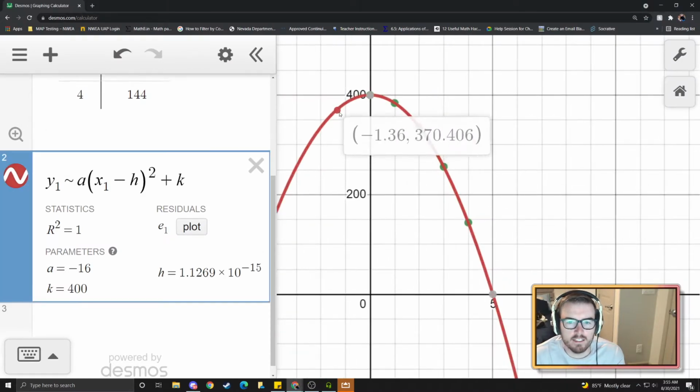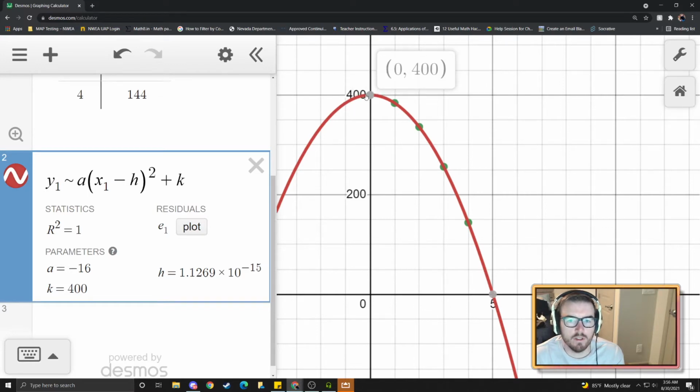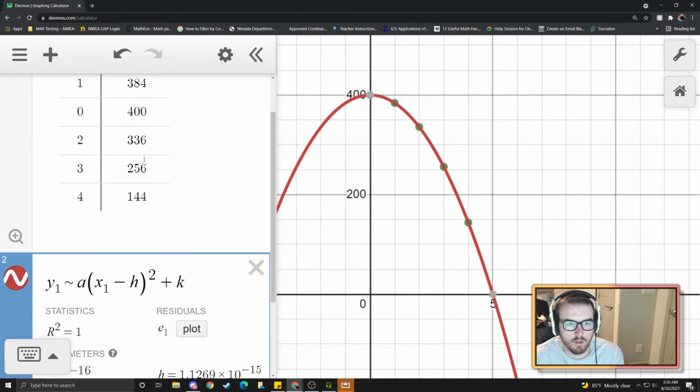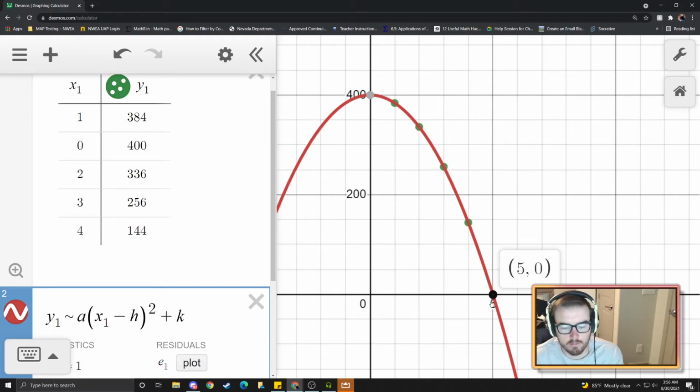So this red graph does not represent the path of the wrench. This represents the height of the wrench. Okay, so the height of the wrench is 400 feet before we drop it. 1 second after we drop it, it hits 384, then 2 seconds, then 3 seconds, then 4 seconds. So 5 seconds after we drop it, it touches the ground.